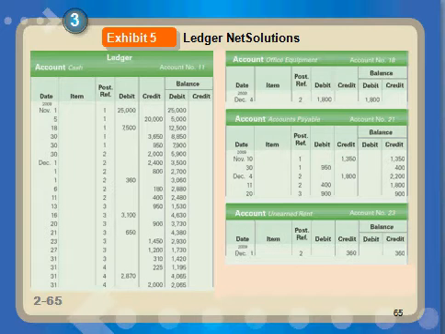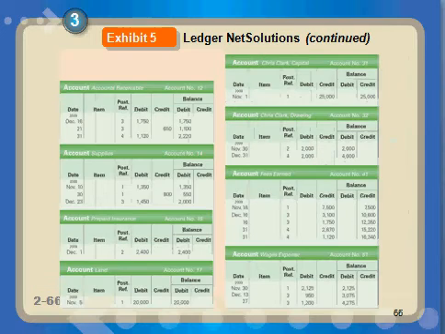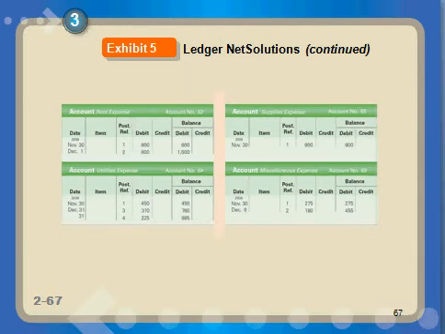And the next thing we're going to do is take a look at our ledger accounts. This is what our ledger accounts would look like. This shows your cash account, your office equipment account, your accounts payable account, the unearned rent account, and then on the next slide we see our accounts receivable accounts all the way through our wage expense account. And then on the last page we see the remainder of our expense accounts and the different postings in those accounts.